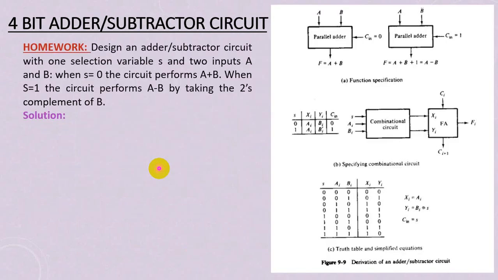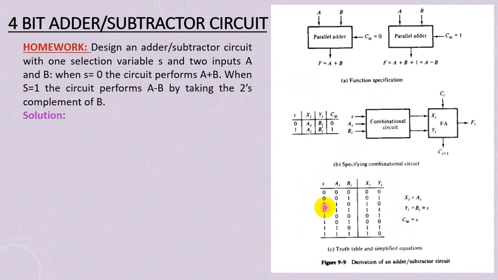Now, then we have seen one example problem. Okay, we have designed another subtractor circuit with one selection variable s and 2 inputs a and b. When s equal to 0, the circuit performs a plus b, and when s equal to 1, the circuit performs a minus b by taking 2's complement of b. Okay, so in this region, look at over here, this is our table, truth table based on the problem setting.